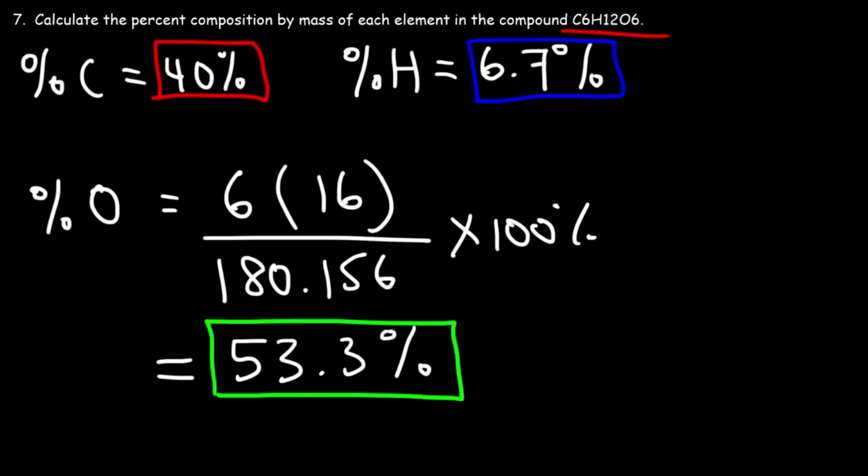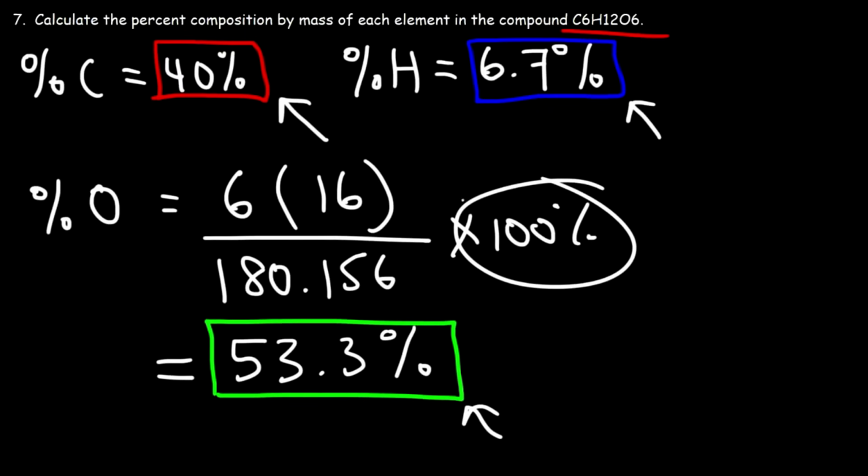Now, notice that if you add up these three numbers, you should get 100%. That has to be the total. Anytime you're calculating the percent by mass of every element in a compound, it should all add up to 100. If it doesn't, that means somewhere along the lines there's a mistake and you need to look for it. So that's it for this problem. Now you know how to calculate the mass percent of an element in a compound.